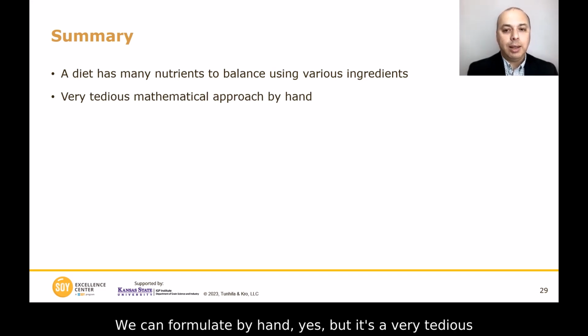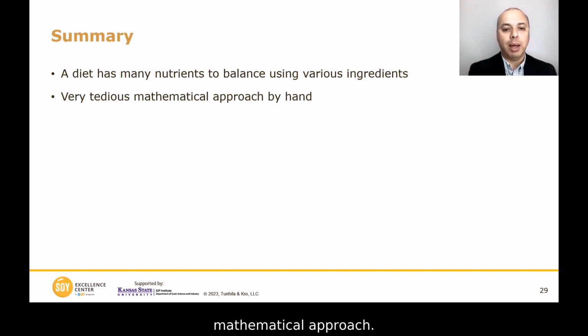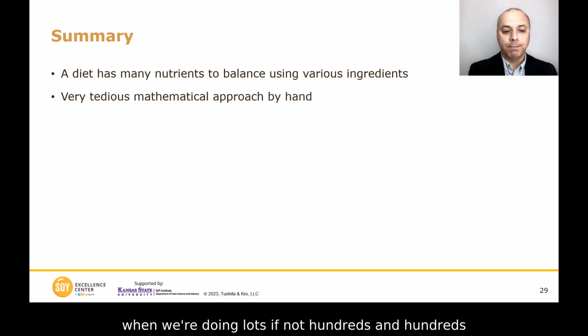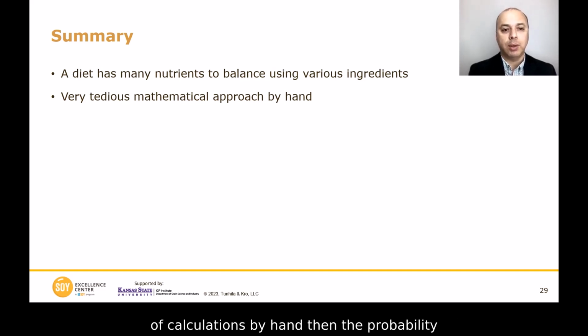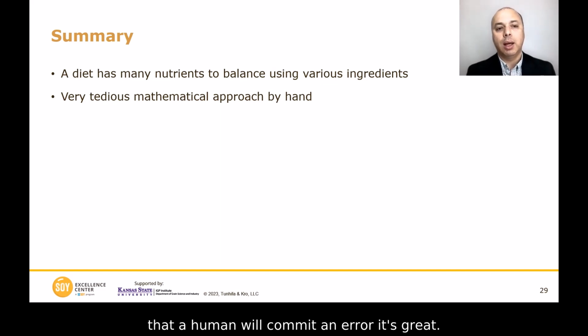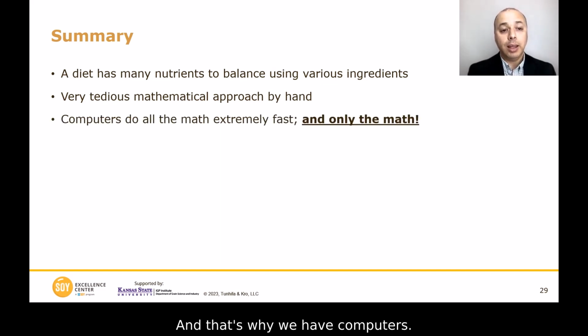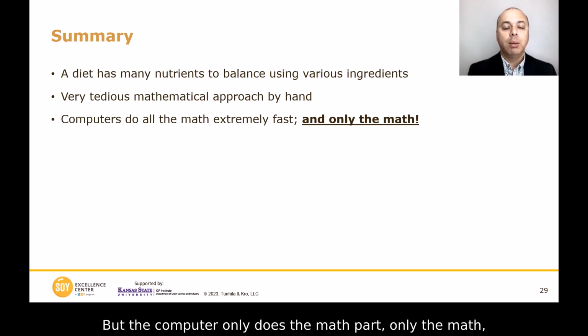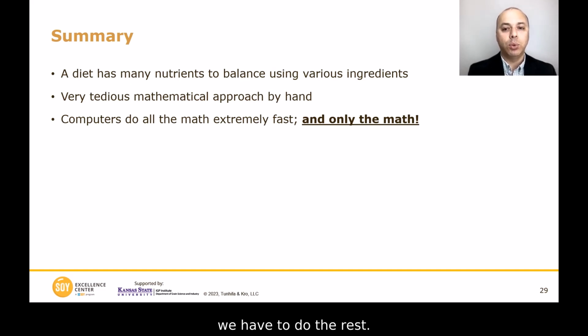We can formulate by hand, yes, but it's a very tedious mathematical approach. If we're doing it by hand, then we're more prone to make mistakes, particularly when we're doing lots, if not hundreds and hundreds, of calculations by hand. Then the probability that a human will commit an error is great. And that's why we have computers. Computers will do all this math for us, extremely fast and extremely well. But the computer only does the math part, only the math. We have to do the rest.